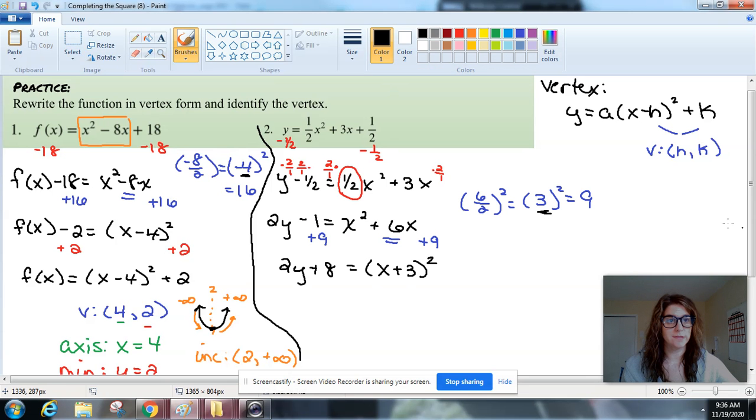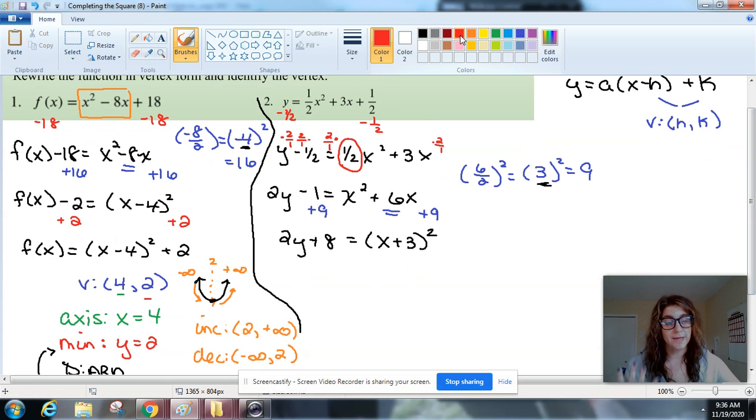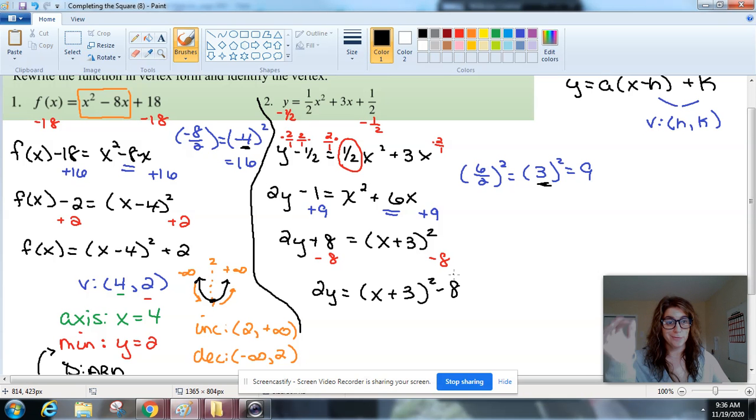Again, shortcut, use this. Now we've got to move stuff back over to get my y by itself, so it's a function. So we move that 8 over. We get 2y equals x plus 3 squared minus 8. Now, in the previous problem, we stopped because the function was already alone. Here, my y is not alone. I need to get it completely by itself. So I'm going to divide everything by 2 yet again.